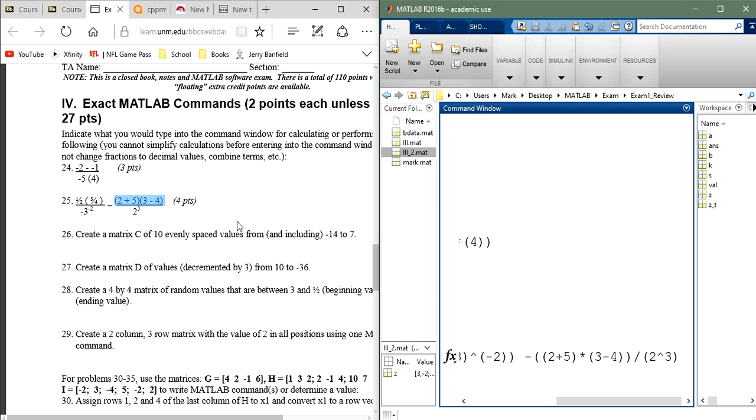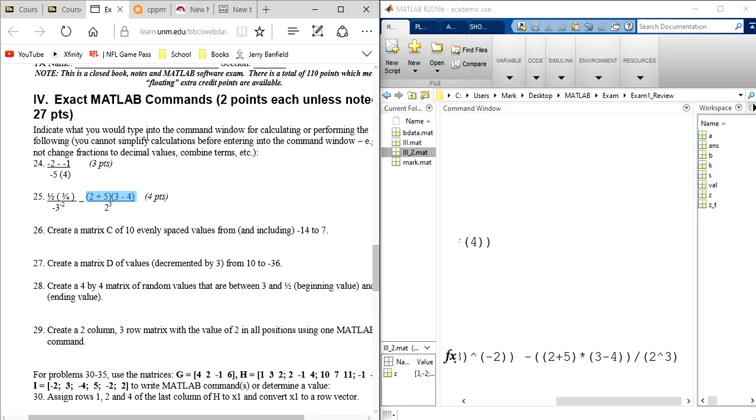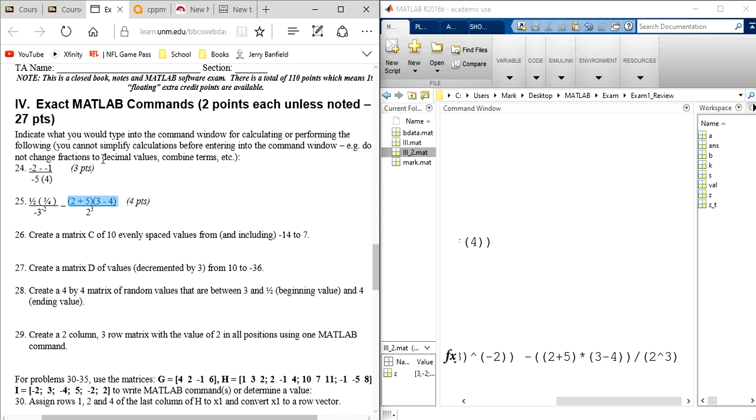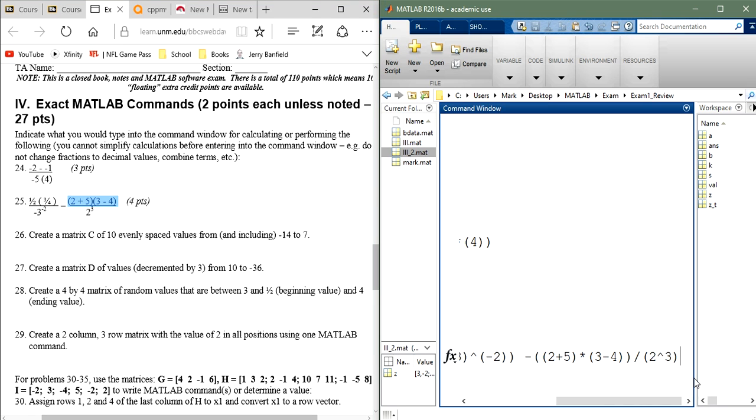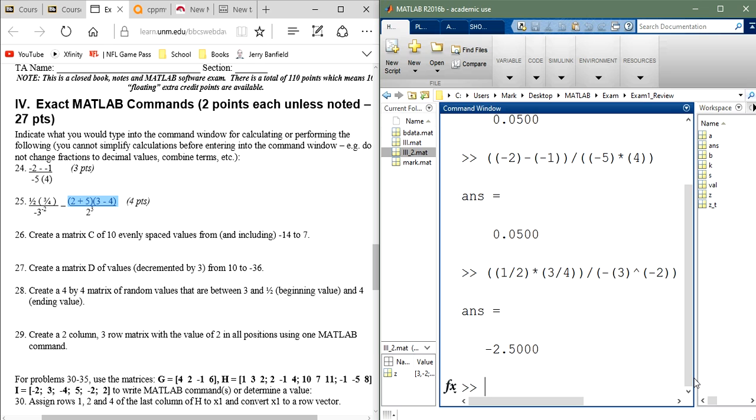What's important to know is that you guys don't have to know the answer here. The question says, indicate what you would type into the command window for calculating or performing the following. It says, do not change fractions to decimal values, do not combine terms, etc. So this is all that we would type. And then press enter, negative 2.5. That seems reasonable. So the rule here is to always flood your paper with parentheses.